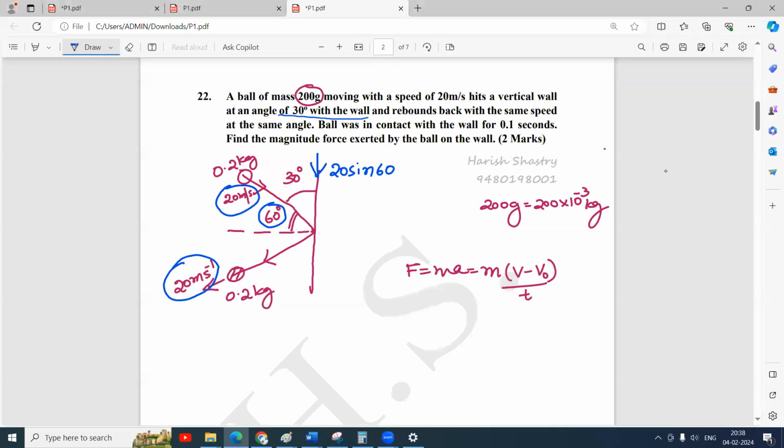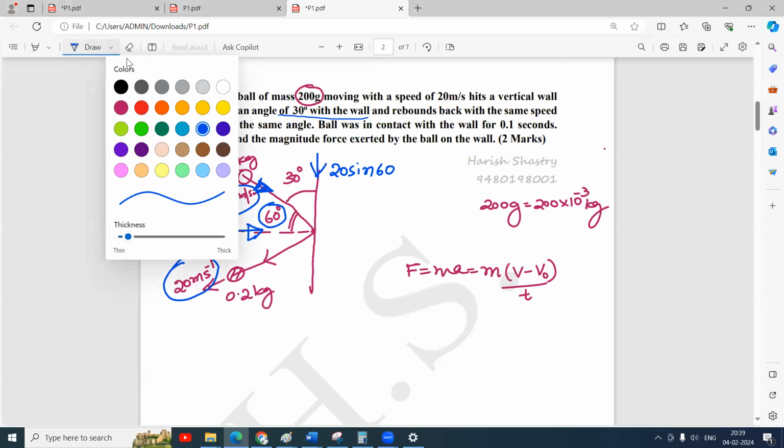And if you take the component of the same 20 meter per second here, it will be like this. It is in this direction. See the direction of the motion of the ball. It is like this. So in this direction, here I have to mark it like this. This is 20 cos 60. 20 cos 60.